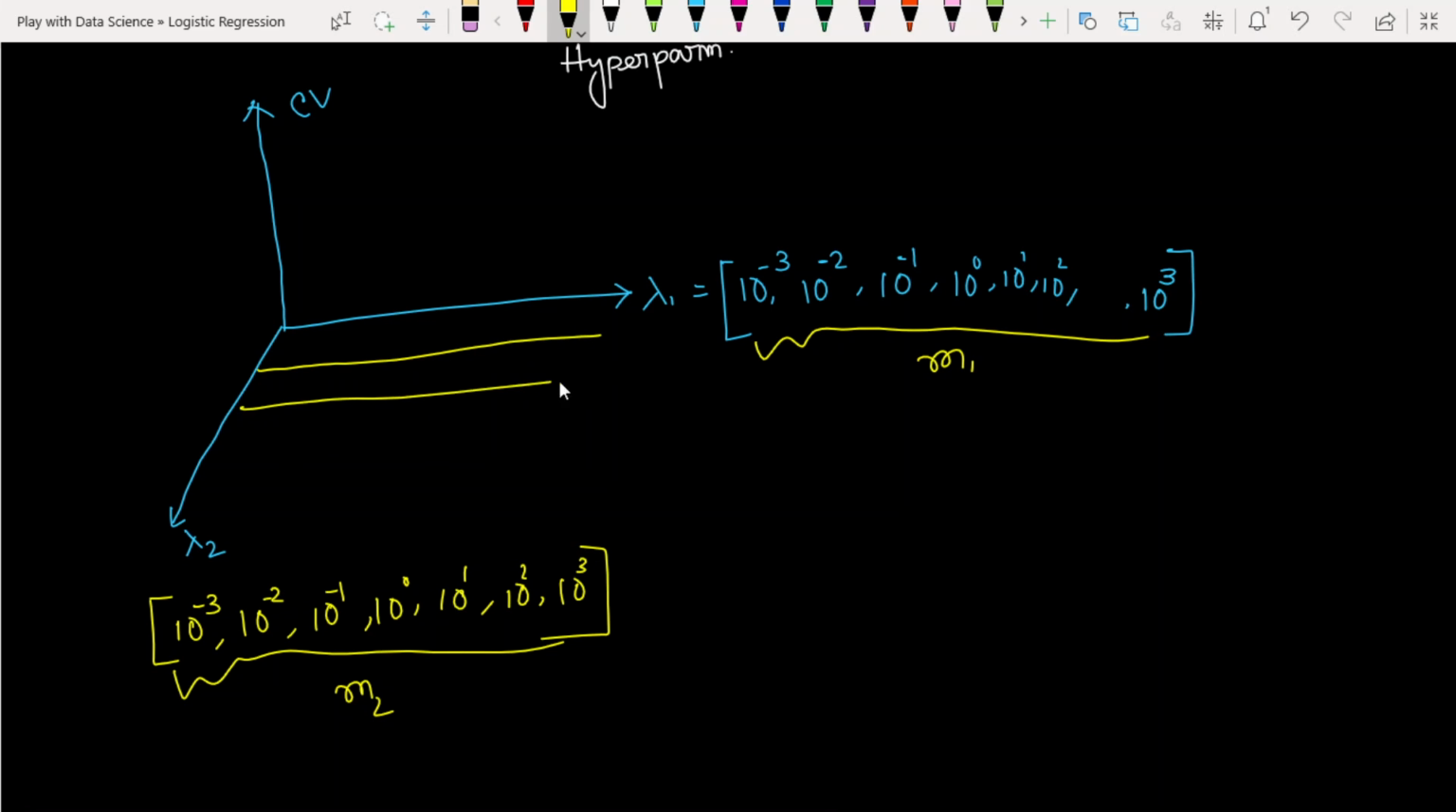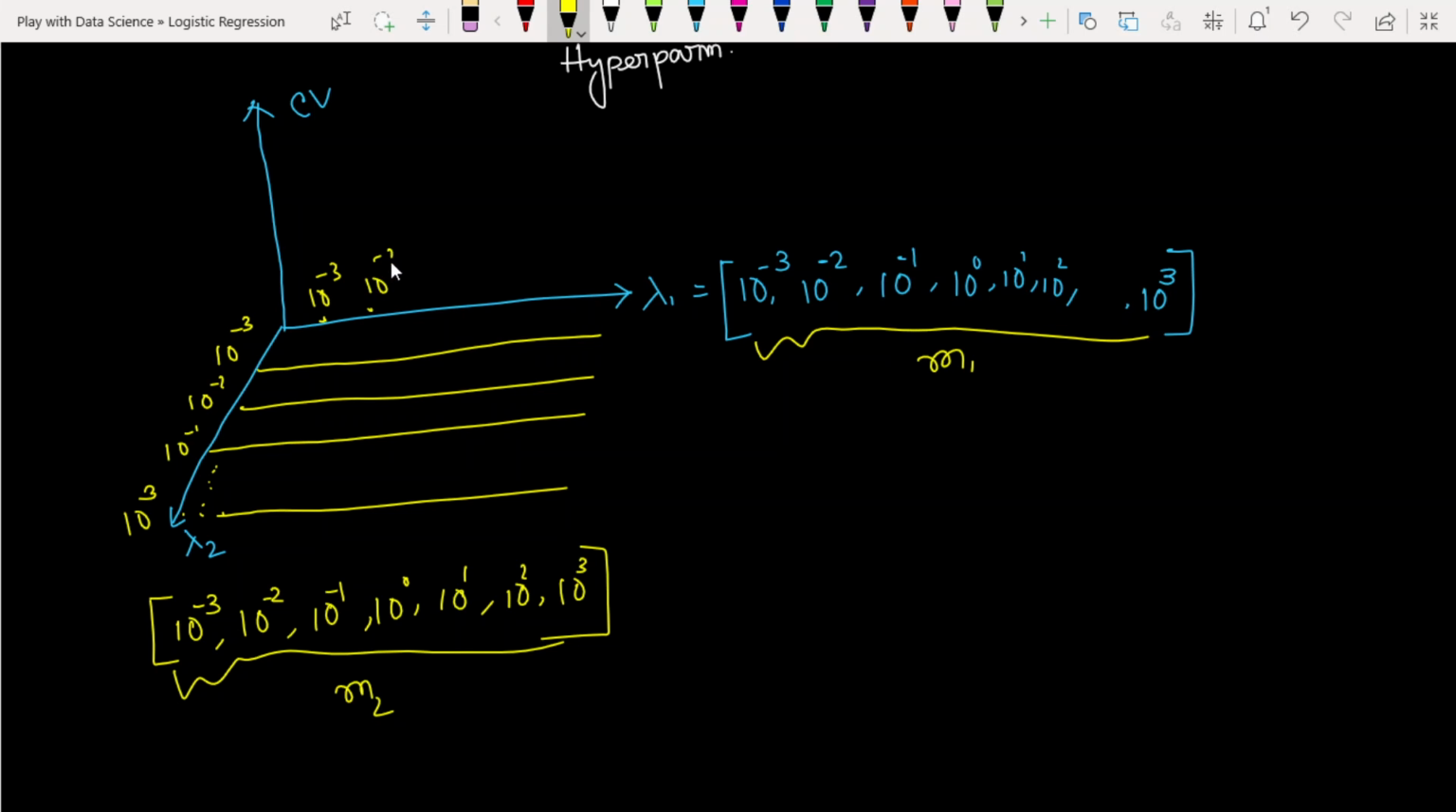Suppose for this interval, this is 10 to the power minus 3, this is 10 to the power minus 2, 10 to the power minus 1, and so on, and here it is, let's take, 10 to the power 3. Similarly, here also we get 10 to the power minus 3, 10 to the power minus 2, 10 to the power minus 1, up to 10 to the power 3. So here we have generated this kind of grid.